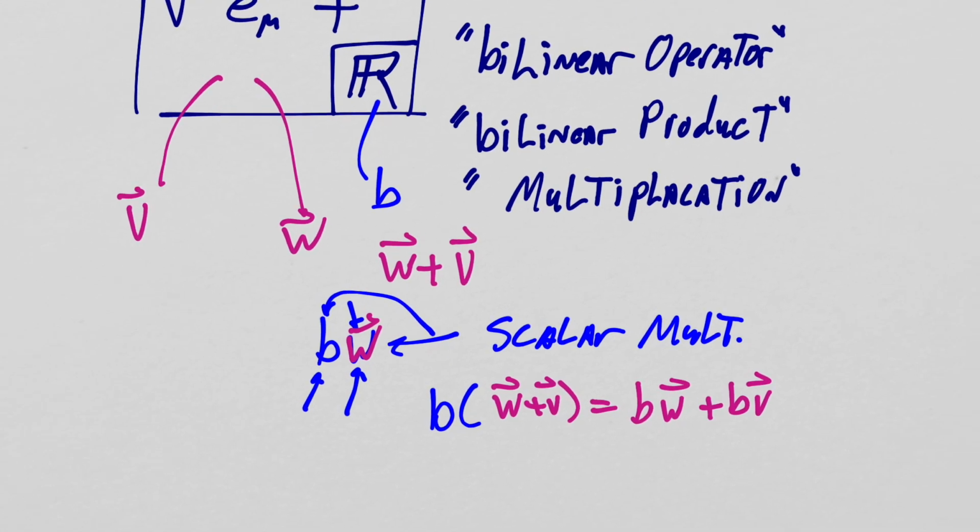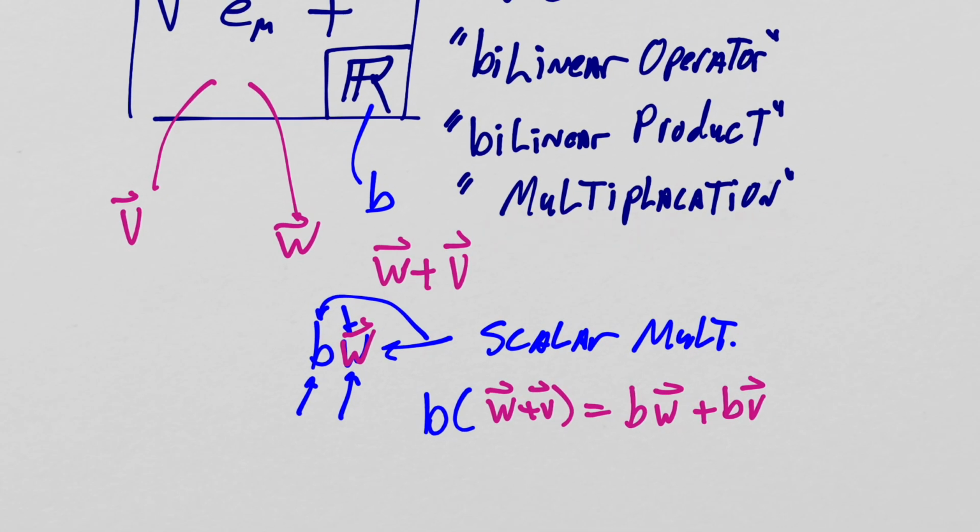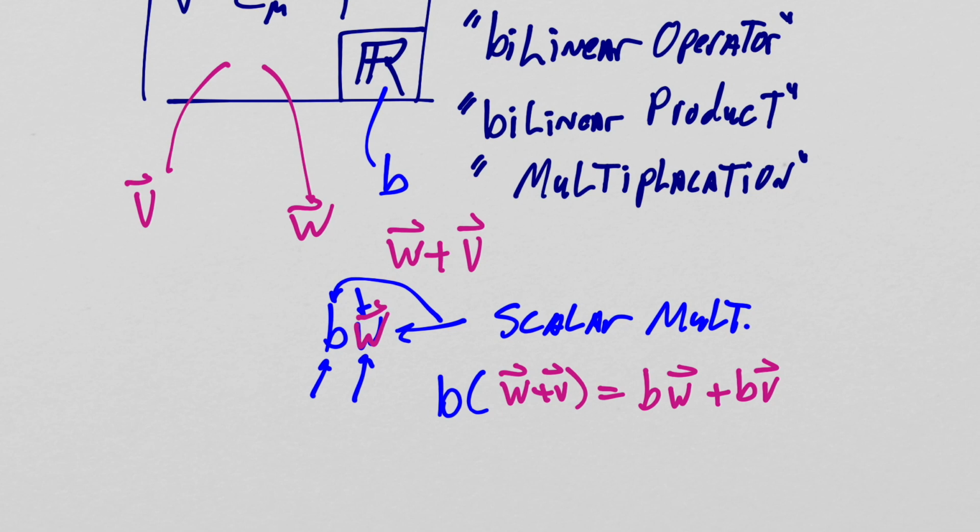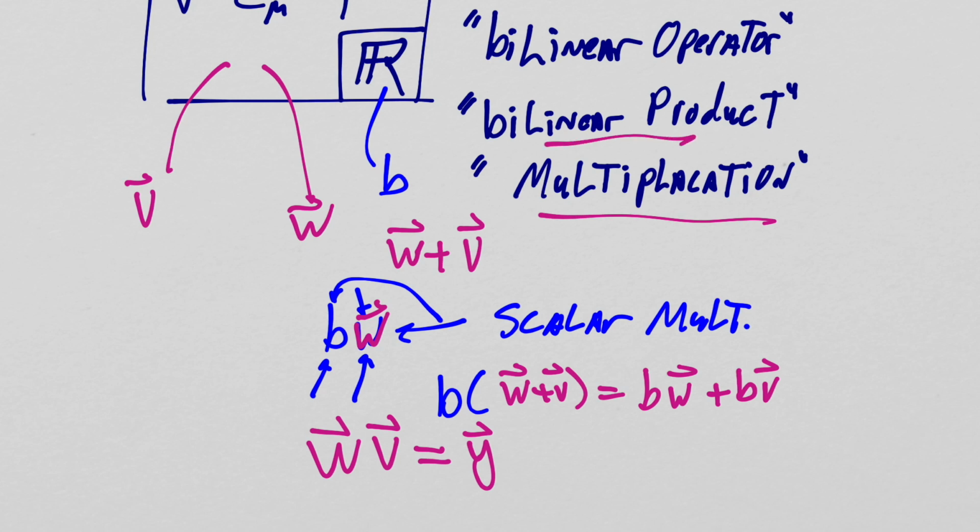So we are now seeking a new multiplication, and this is a multiplication that works for vectors. It's the vector w multiplied by the vector v, and we can put them right next to each other just like that. And this needs to return another vector, which I guess I'll call y, right? So this is now a multiplication, a bilinear product, or bilinear operator.